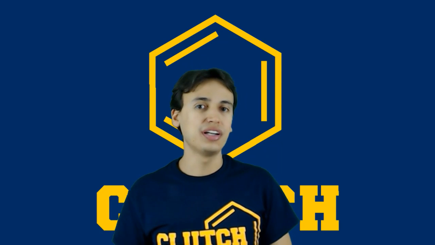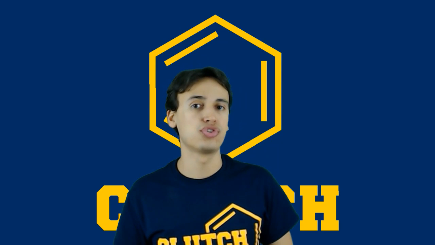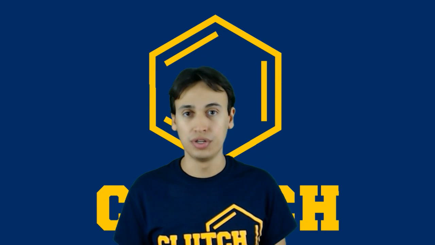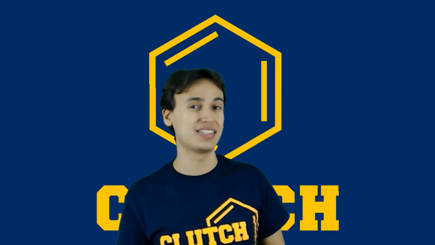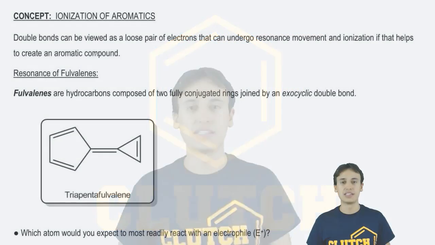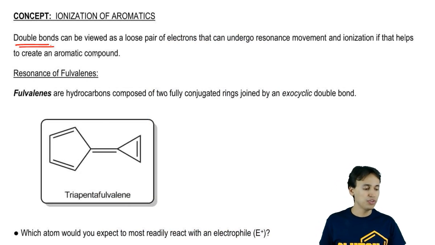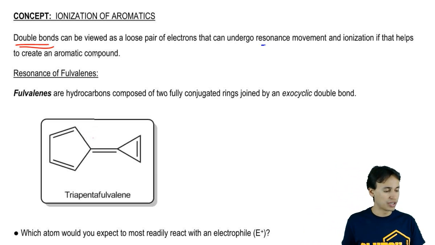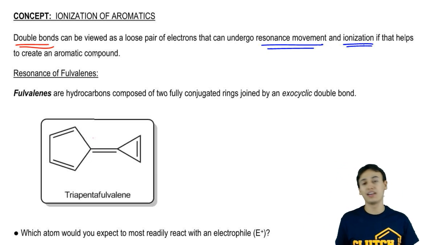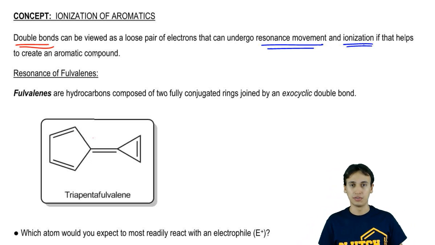In this video, we're going to discuss how aromaticity will drive some molecules to ionize on their own and form very strong dipoles for the sake of remaining stable. So let's look into this. Double bonds can be viewed as a loose pair of electrons that can undergo resonance movement and ionization if it helps to create an aromatic compound, okay?